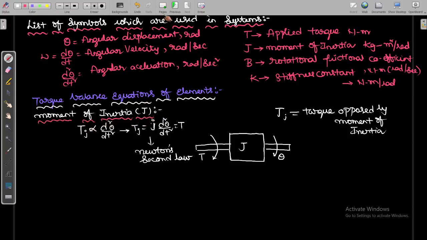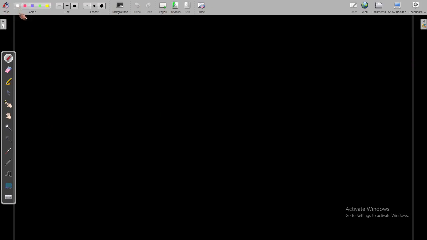So let us take another element, which will be the dashpot. Whenever you apply a torque to the dashpot, an opposing torque is also produced because of the frictional differences. So you will have a damping coefficient B, and the torque will be produced here. If you apply the torque, definitely there will be an angular displacement theta.